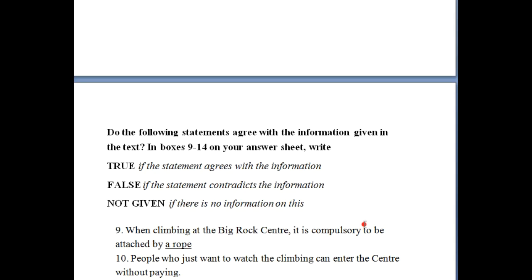If the statement, however, is a bit different or opposite, in that case, this is false. But if it is not at all mentioned, then it is not given. Let me give you an example. He's saying it is compulsory to be attached by a rope. If the passage is saying the same thing, that it is compulsory, then it is true. If the passage is saying somehow or suggesting somehow that it is not compulsory, then it is false. But if they're not saying anything at all whether it is compulsory or not compulsory, that means it is not given. So let's try to find out.